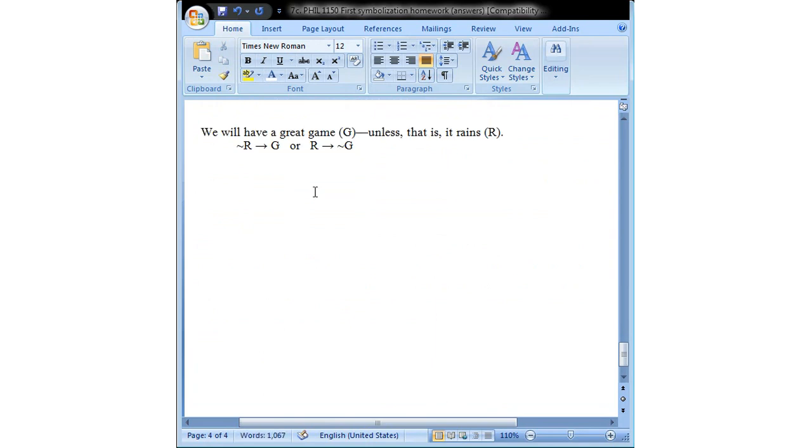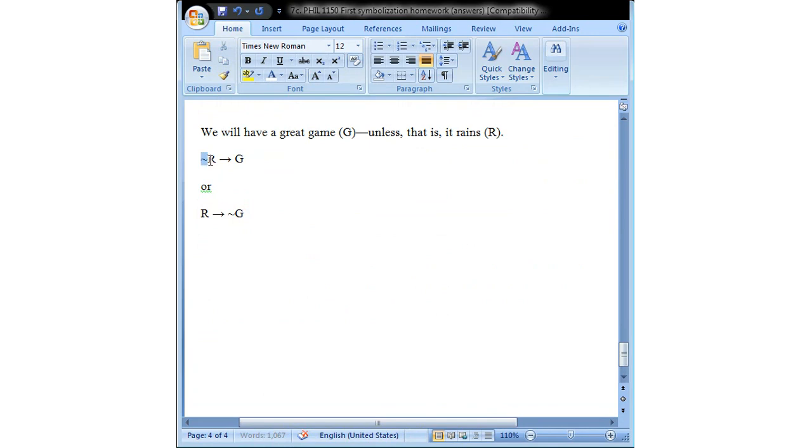All right, let's have a look at this unless stuff. We will have a great game unless, that is, it rains. Notice here I put the or in normal English because I really want to show you that there are two alternative ways of rendering that one, and in this case both would be fine. Unlike earlier, where the passage we're trying to model clearly adjudicated which symbolization was preferable, in this case both capture intuitively what's going on, and it really depends on the person.